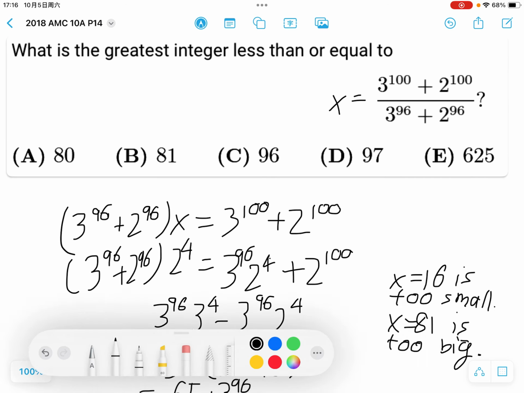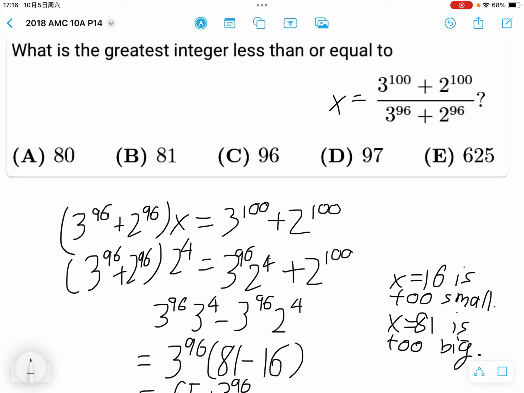So what's the number between 16 and 81 that's in the answer choices? Well, the only answer is 80, because this is too big. We know that, and these are all larger than 81, so they make the answer even bigger. So the only suitable answer is 80. So that's our only choice.